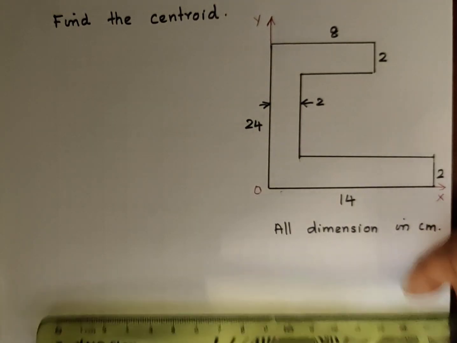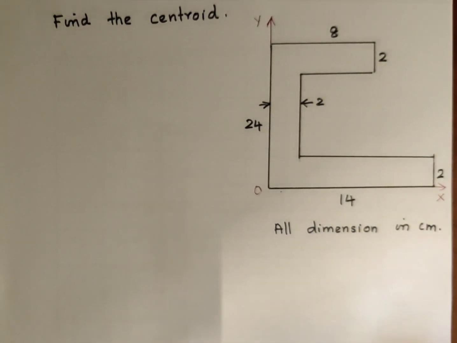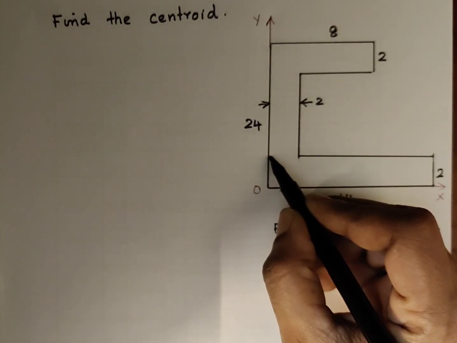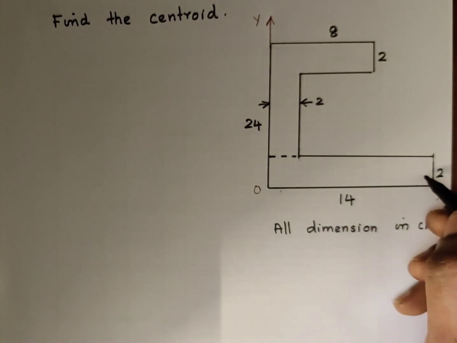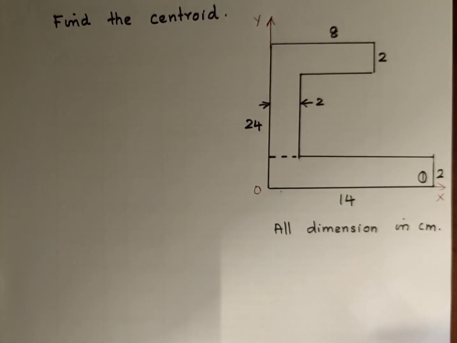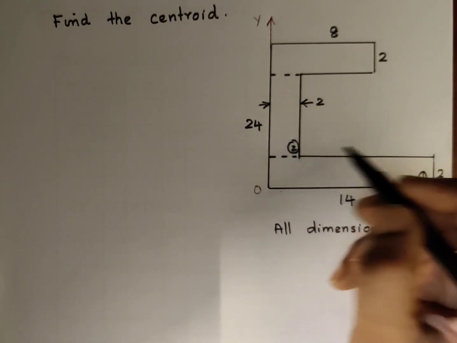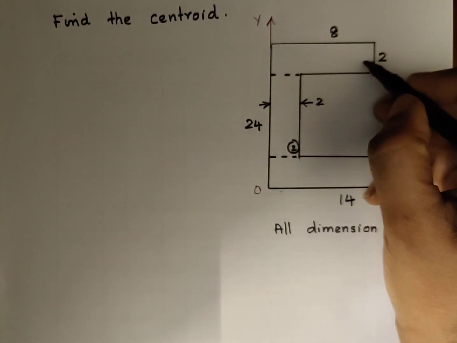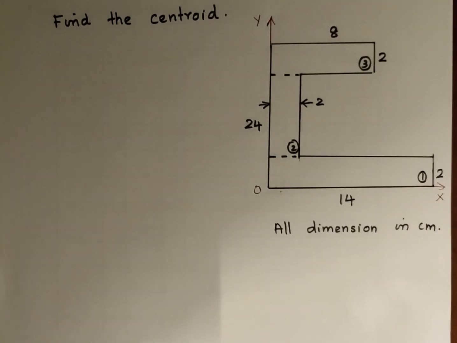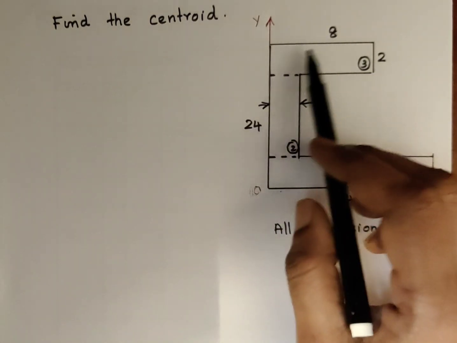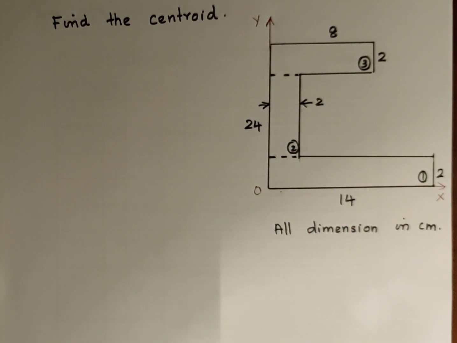Then you are having three rectangles. You have to split this figure. So now this is your first rectangle, now this is your second rectangle, and this is your third rectangle. So this is how we are dividing. This is first rectangle, second one, and this is the third one. And all dimensions are given in centimeter.